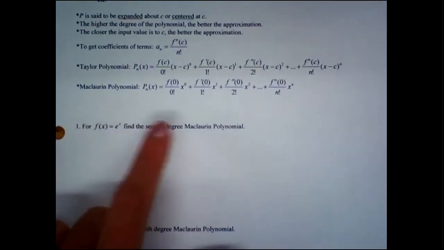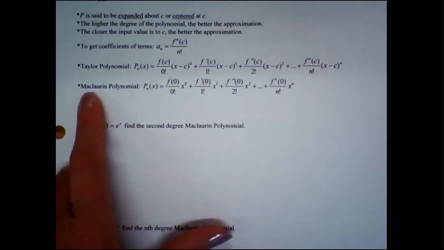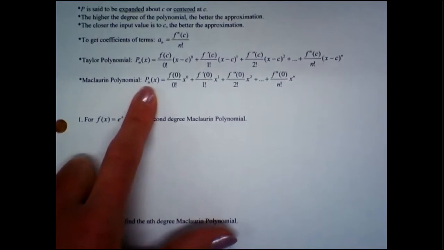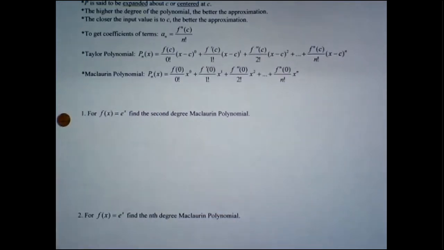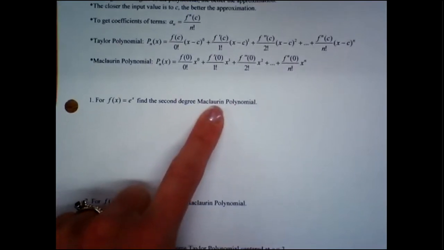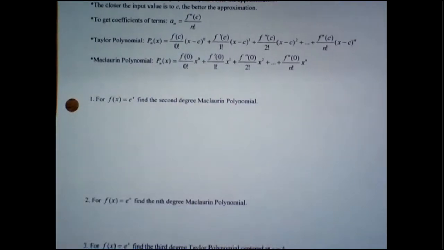Now, if it's centered at 0, that's like a special one. If it's centered at 0, it's called a Maclaurin polynomial. So that's a Taylor polynomial that's centered at 0. Okay, so for e to the x, find the second degree Maclaurin polynomial. That means it's going to be centered at 0.